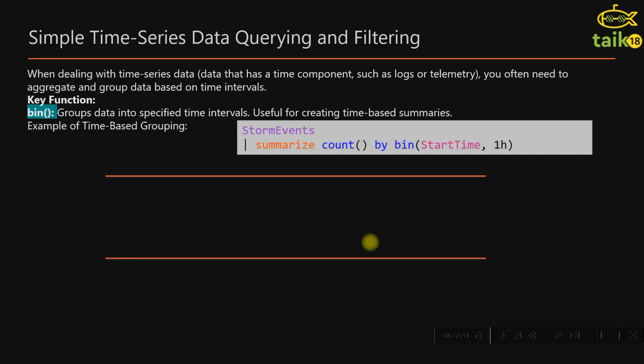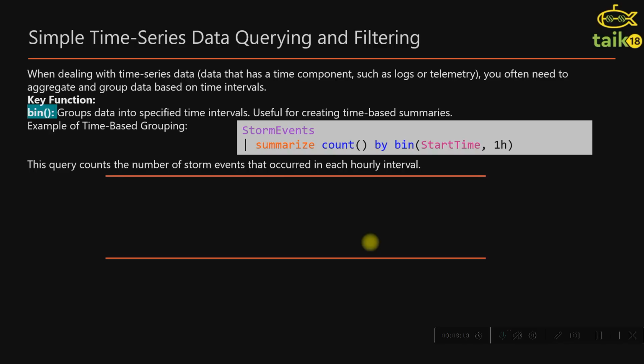As an example, if you are from a Power BI background, then you might be aware that we have the data groups option in Power BI, and we can create bins based on our information. We can create a list of bins, or create bins by defining some specific number. Similar to that, what we have here is StormEvents, summarize count by bin start time 1 hour. What does this return? This query counts the number of storm events that occurred in each hourly interval.